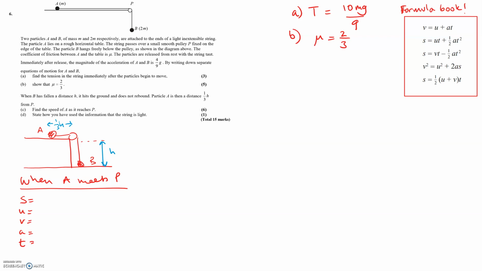So when A meets P, it's going to travel a distance of 1/3 h. Its initial speed now is not starting from rest, it's going to be something else. But when it reaches P, we want to calculate the speed, so that's v. The acceleration is now probably different, and the time, don't know. So I'm going to need to find a few more things. Before I do that, I need to consider what happened when B did hit the ground. So I'm going to draw a new diagram.